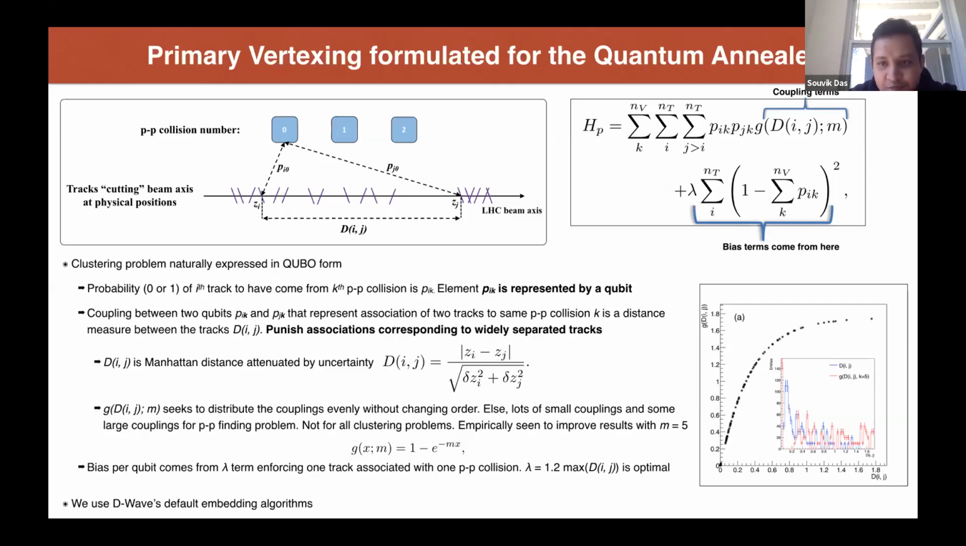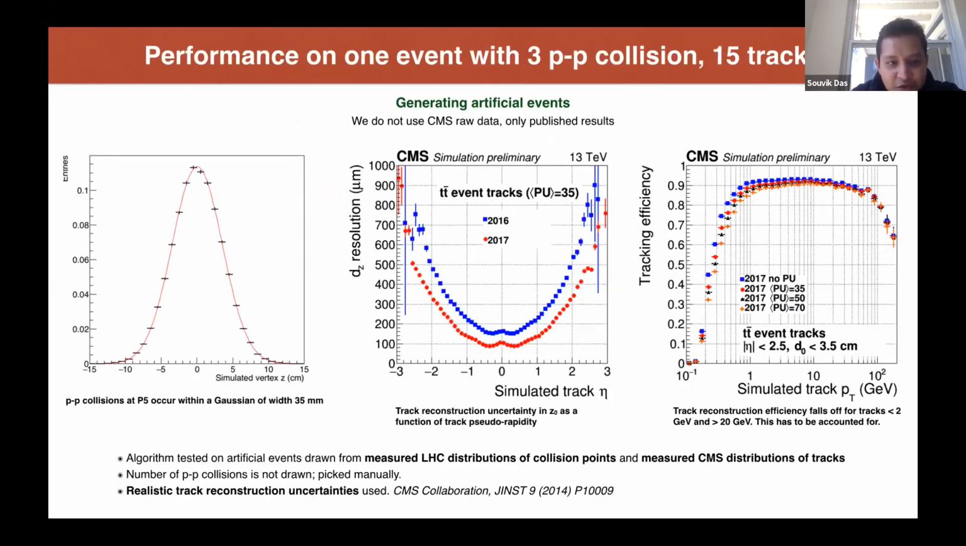So that's it. Once the problem is formulated in this form, and you must remember that Pik and Pjk are the qubits, and those are the couplings, this can easily be turned into the Hamiltonian form. We can actually use it on our data.